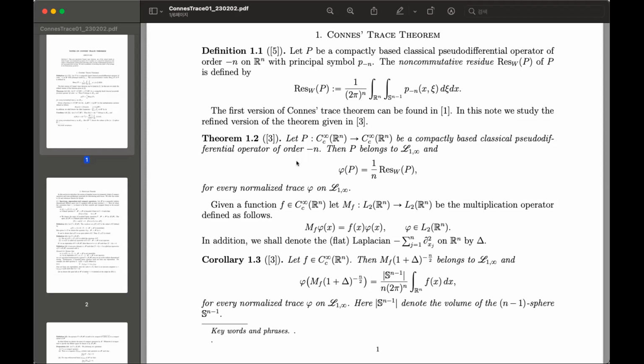Maybe I'll ask just a quick question. This integral that shows up in the formula for the residue, is this somehow related, or maybe a generalized version of the Fourier transform? Generalized version of Fourier transform? Yes. Or am I just a little off base?